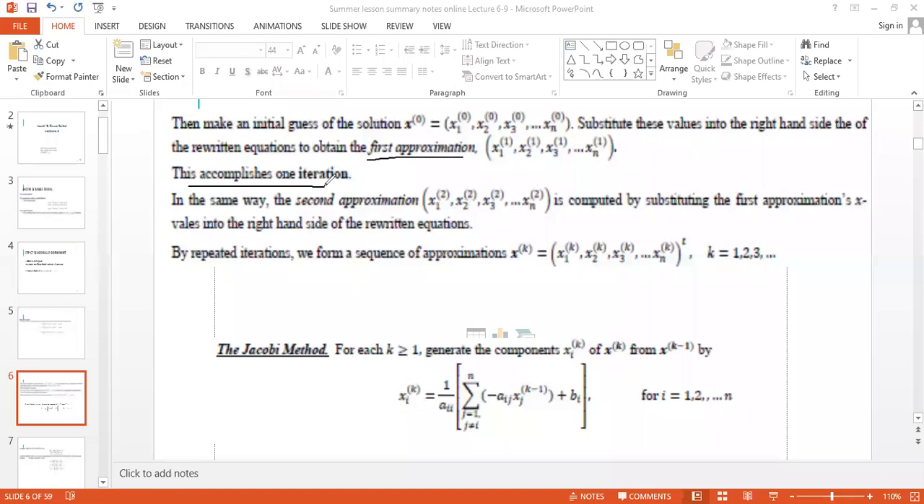And this is just the first iteration. When we talk about iteration, we are just substituting the point to estimate new values, which will be used for subsequent approximations. Then the next thing you do is, in the same way, the second approximation, x1 new, x2 new, x3 new, to xn new, is computed by substituting the first approximation values into the right-hand side of the rewritten equations. Once you are done, you repeat these iterations and form a sequence of approximations Pk. You'll be running the iteration a number of times till the solution converges.